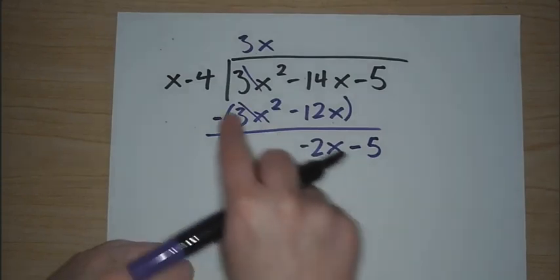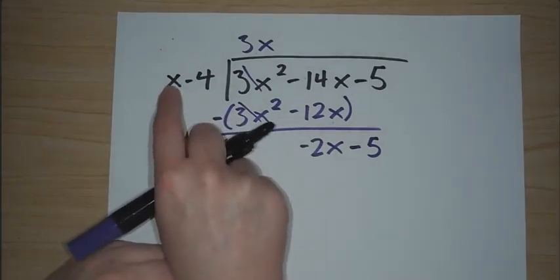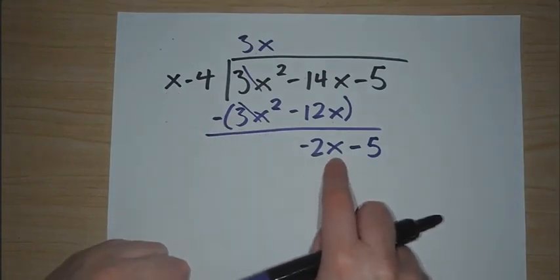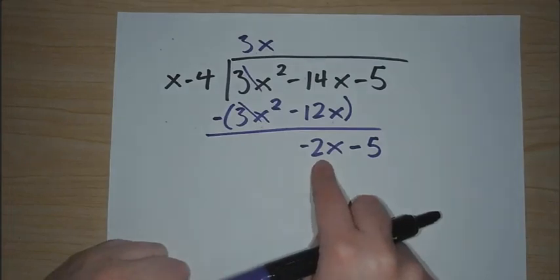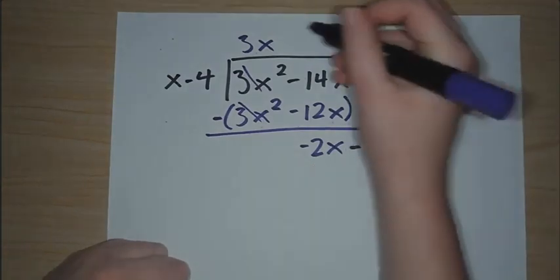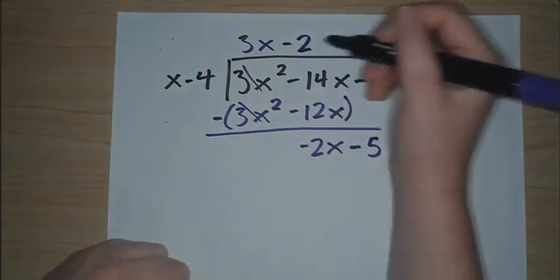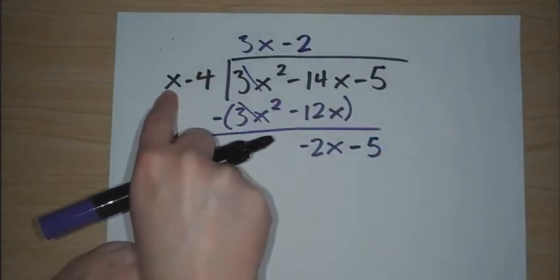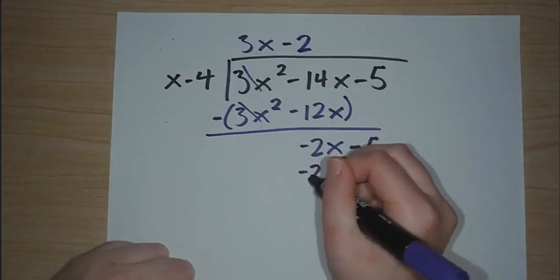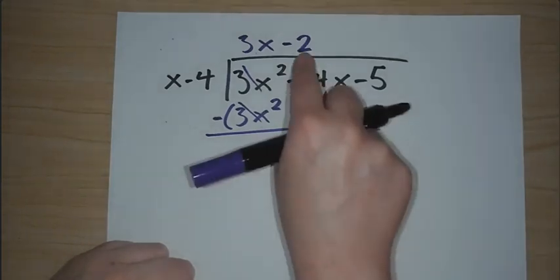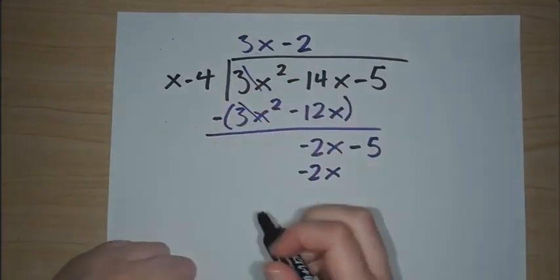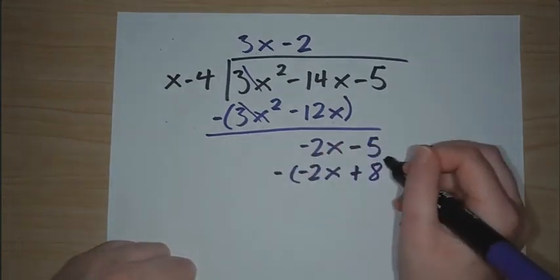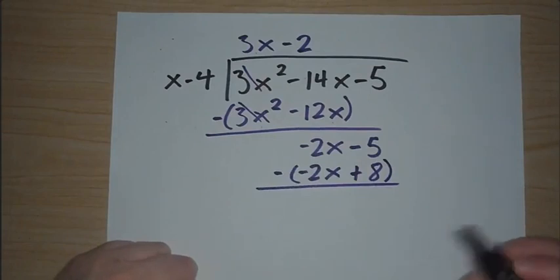So we have a negative 2x. We have the x here. What can we multiply this x by to get this negative 2x? We can multiply this x by negative 2 to get this negative 2x. So we put negative 2 up here. We take this negative 2, we multiply it by this x right here, so we get negative 2x. We take the negative 2 and multiply it by this negative 4, so we get positive 8. We subtract all of it.